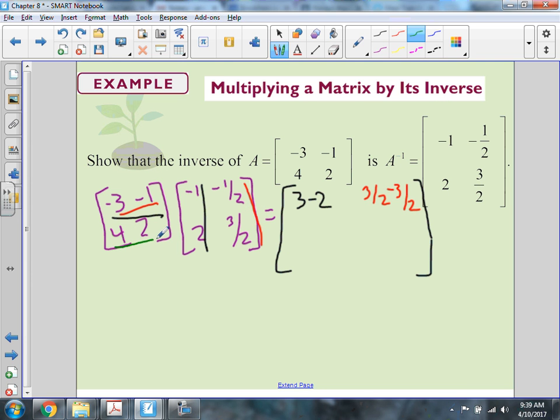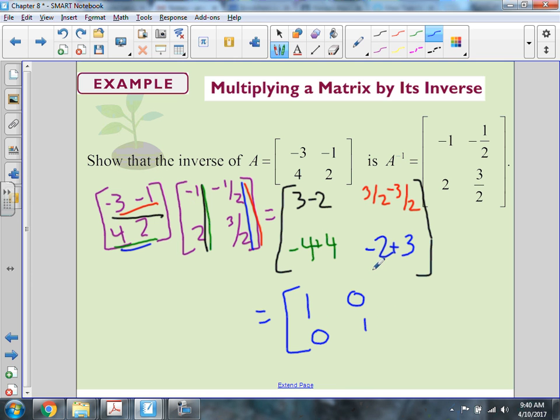And then row 2, column 1, negative 4 here to here, and then plus 4. And then row 2, column 2, negative 2, for 4 times negative 1/2, and then plus 3. So I get 1, 0, 0, 1. I get the identity.